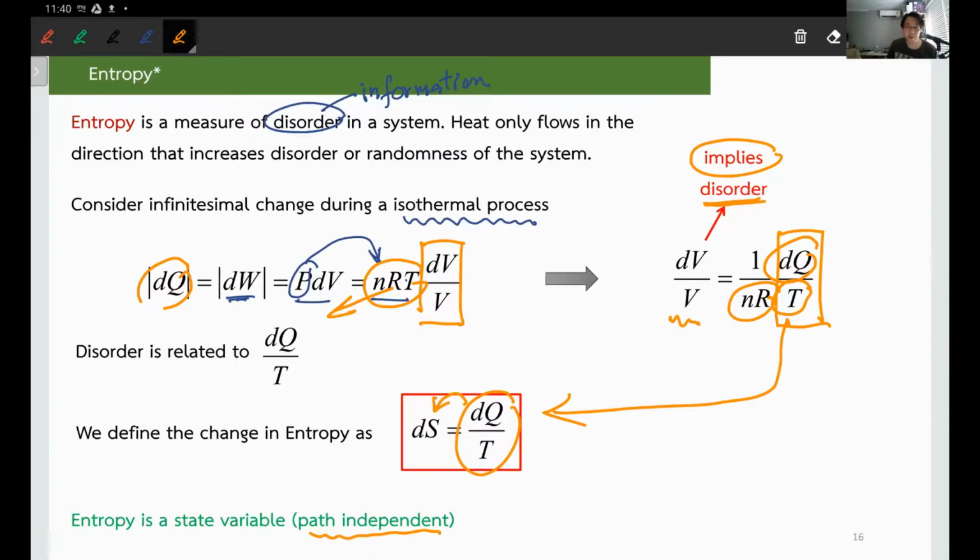And what's so good about this one, or what's so complex about this one? We already learned that the heat is path dependent. Well, this is path dependent. But then it turns out once you divide it by the temperature, it is no more path dependent. That's so cool. But then the problem is, how can we know about this heat? You have to define it somehow. I mean, in the sense that you have to figure out the process, and then you calculate the heat flow, just like what we have been doing in the examples.